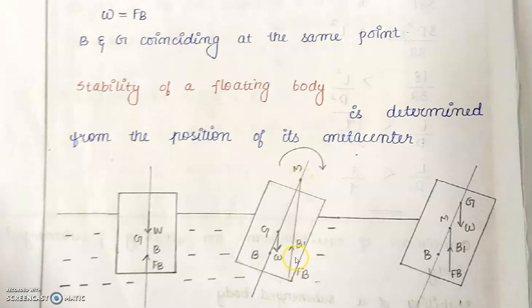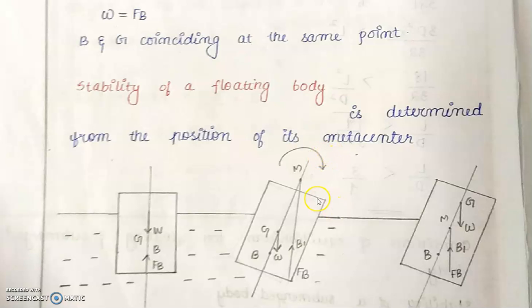And in this particular case, the couple formed by the weight and the force of buoyancy is in the exact opposite direction, which helps it to come back to its original position. So this is the case of stable equilibrium for a floating body. So what is the condition? When the metacenter is above the center of gravity, it is the case of stable equilibrium for a floating body.